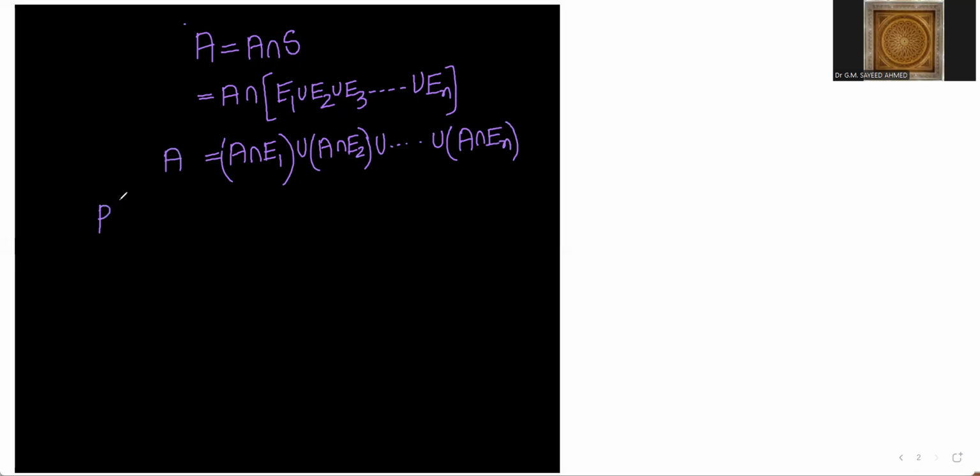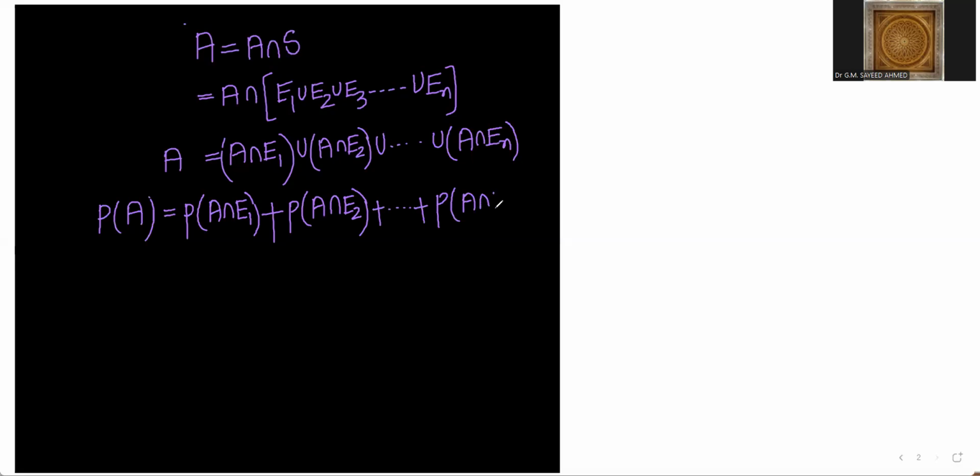Taking probability on both sides. The advantage of applying probability is that union will be converted to addition. I have said this many times now. Probability of A intersection E1, once applying probability, union will be converted to addition, plus probability of A intersection E2, plus and so on, plus probability of A intersection En.